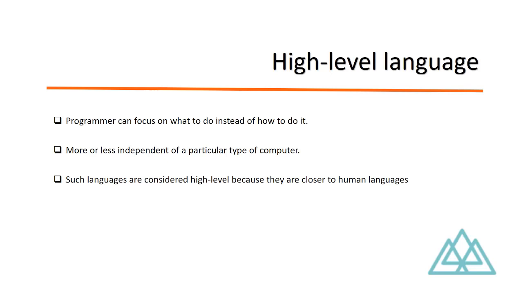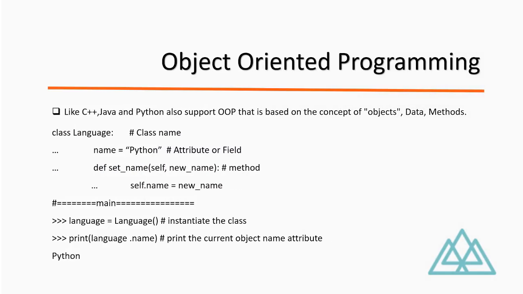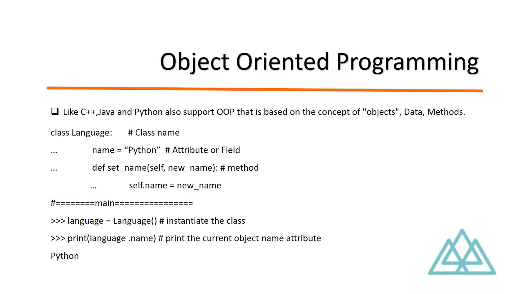And the third one is object oriented programming, like C++, Java and others. Python also supports the object oriented programming paradigm, that is based on the concept of objects which may contain data in the form of fields, often known as attributes, and code in the form of procedures, often known as methods.